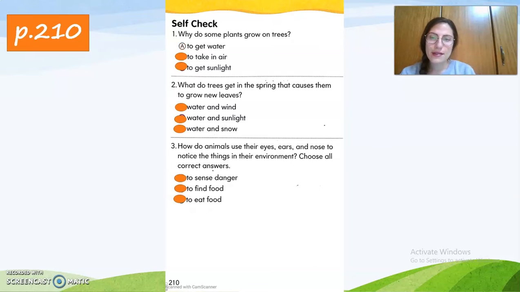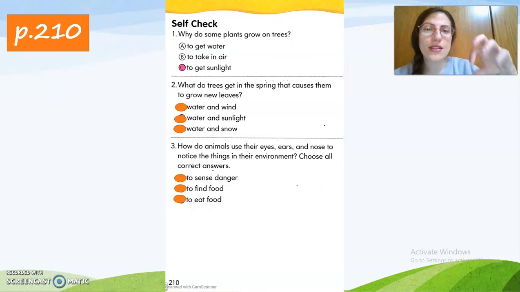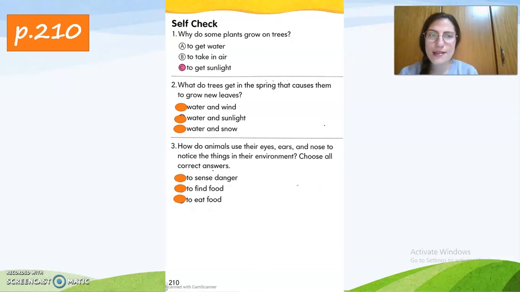Excellent. C, to get sunlight, like the plant that lives in the rainforest. In order to adapt with its environment, it grows on the tree to get the sunlight that it needs. Otherwise, it will die.